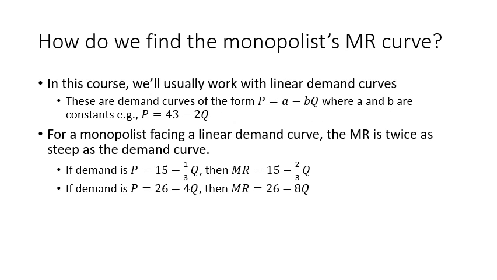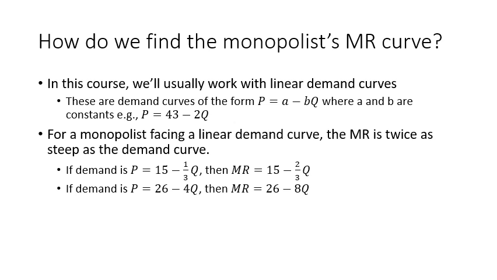How do we find the monopolist's marginal revenue curve? In this course, we'll usually work with linear demand curves. This makes it easy to find the marginal revenue curve. These are demand curves of the form P equals A minus BQ, where A and B are constants. For example, P equals 43 minus 2Q, where P is price and Q is quantity.